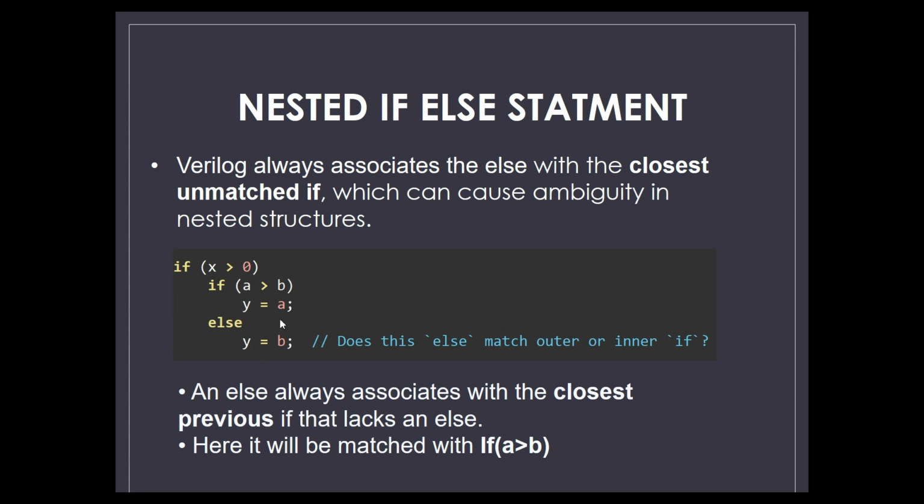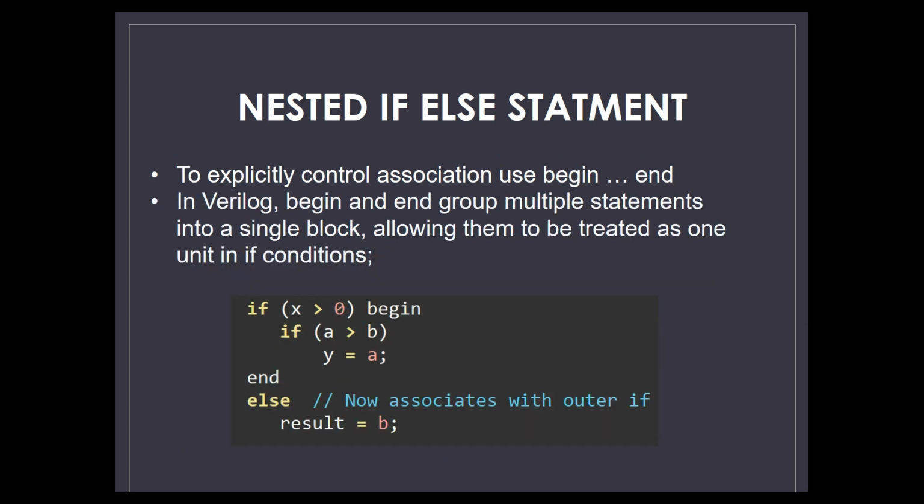But what if I want to associate the else part with the original if block, if x greater than 0? For that, we will be using the begin end statement. Now, what is begin end? Begin end simply groups multiple statements into a single block and allows them to be treated as one unit in an if condition. Here, if I write begin end, then this whole statement will come inside this if block and this else will be separated outside. Hence, this becomes one part and this becomes another part. So we have associated our else with the outer if.